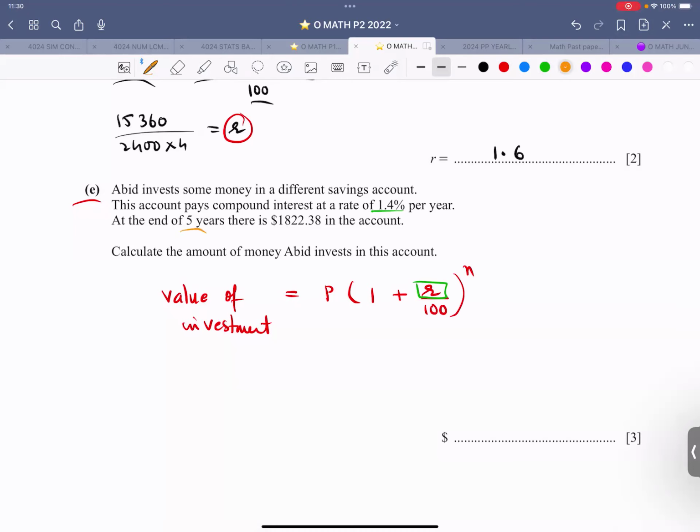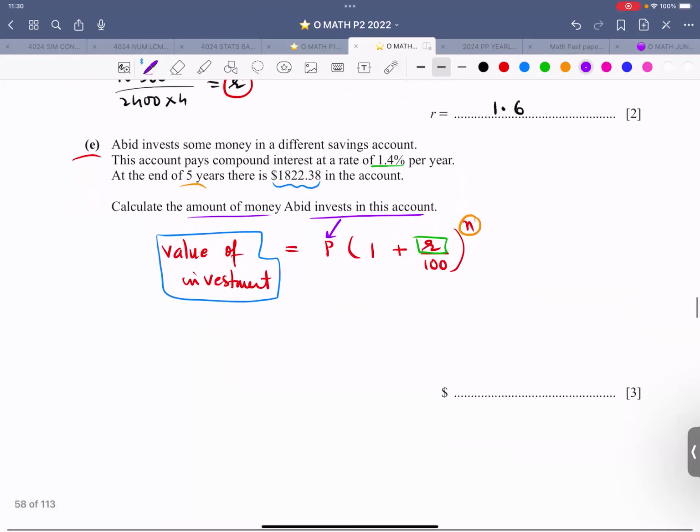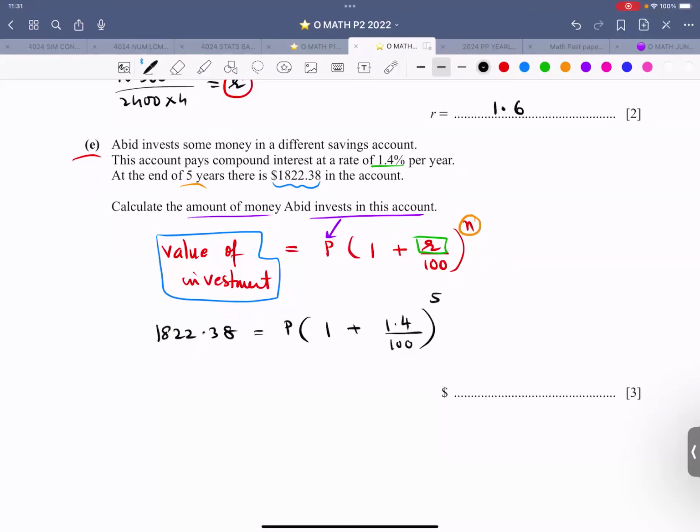Then it says at the end of 5 years, that is the period, that's the value of N, there is 1822.38 in the account. So this value is basically the value of investment, not just the interest, the total: the principal plus the interest. Calculate the amount that Abid invested. So the amount of money Abid invests is P. So basically, we are looking for P. So value of investment is 1822.38, P is unknown, 1 plus 1.4 over 100 raised to the power of n, that is 5.